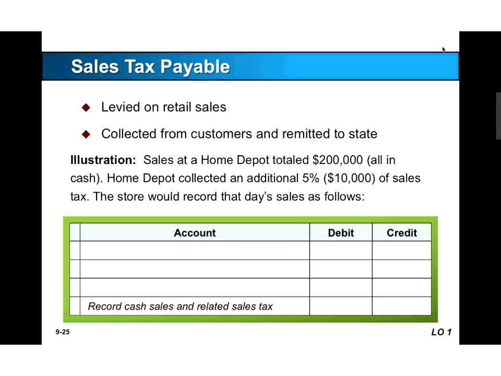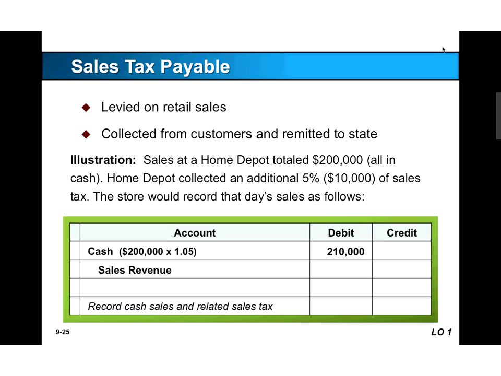So let's go through just a quick example here. Let's say that sales at Home Depot totaled $200,000 in cash on a particular day, and Home Depot had to charge 5% sales tax, so $10,000 sales tax. How they record that is the cash they got was $210,000. So they got the cash, the sales price plus the tax together, so $210,000.